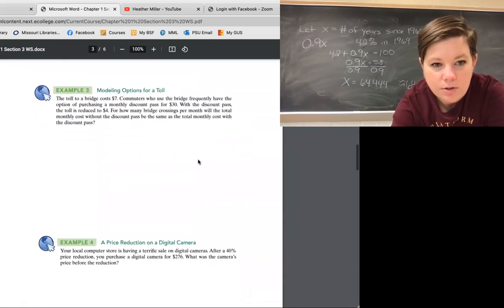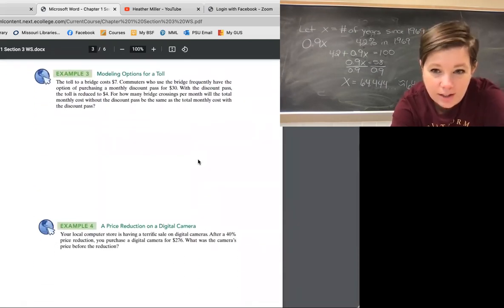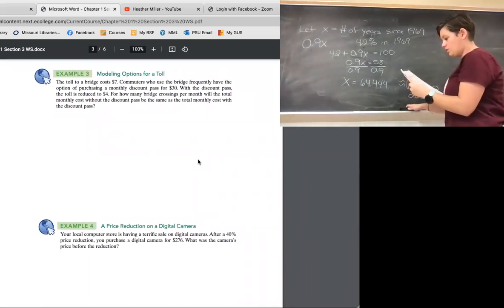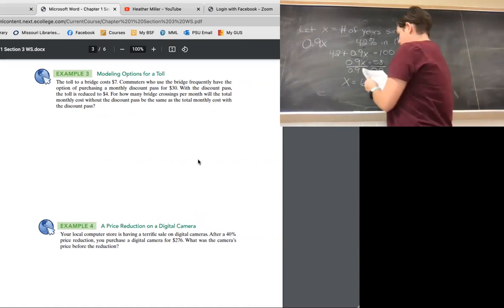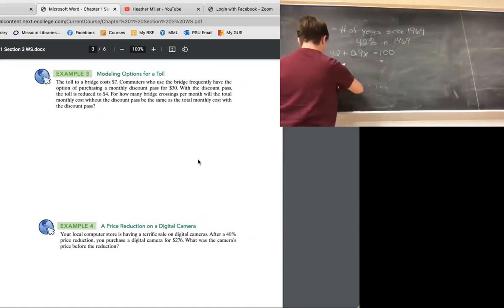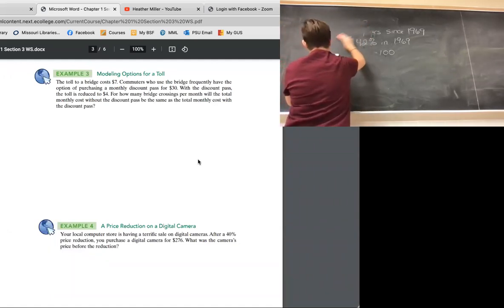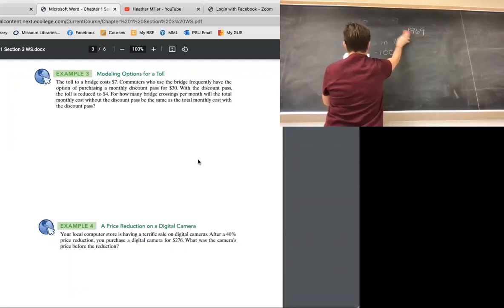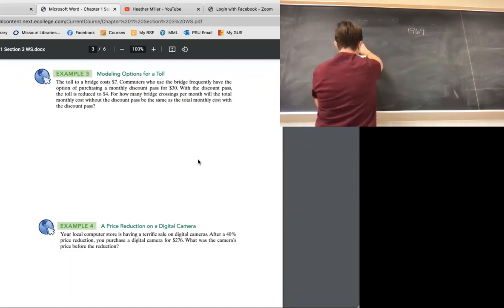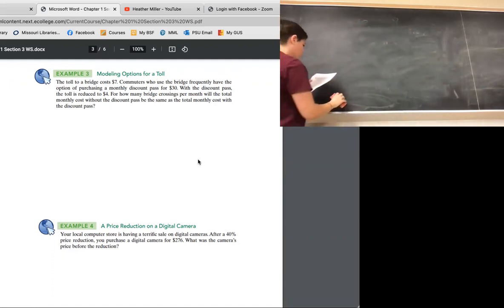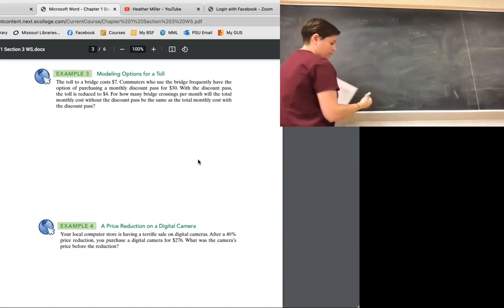So the next two examples kind of fit on the same page because they're kind of similar in how we were going to work them. We're going to talk about the toll booth first. So the toll to cross a bridge is $7. Commuters who use the bridge frequently have the option of purchasing a monthly discount pass for $30. With the discount pass, the toll is reduced to $4. So how many bridge crossings per month will the total monthly cost without the discount pass be the same as the total monthly cost with the discount pass?